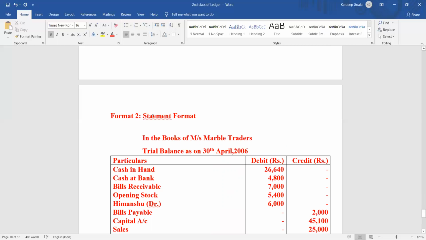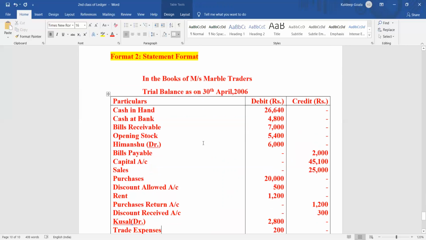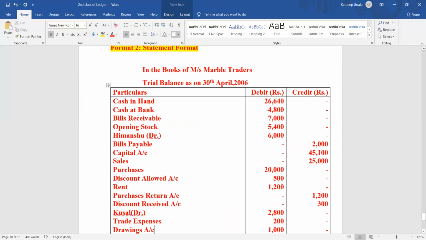In the statement format, all the items you will place on one side, that is the particulars, and there will be two amount columns, one the debit column, the other the credit column. As you place the items, you place the amounts in the respective debit or credit column. Like here, you have placed all the items in the particulars, right? If it is cash in hand, it shows a debit balance, so the amount will appear in the debit side. Likewise, bank will appear in the debit side, and you can see that bills payable, capital and sales are appearing in the credit side.